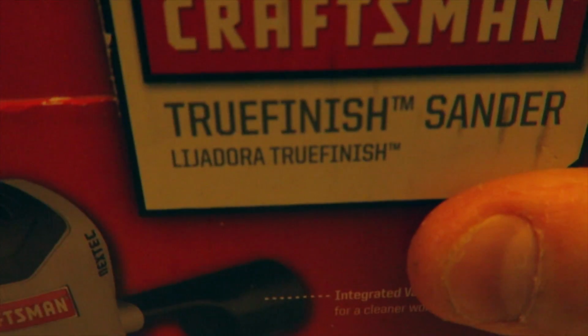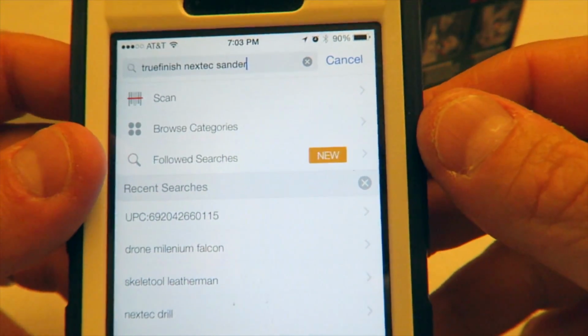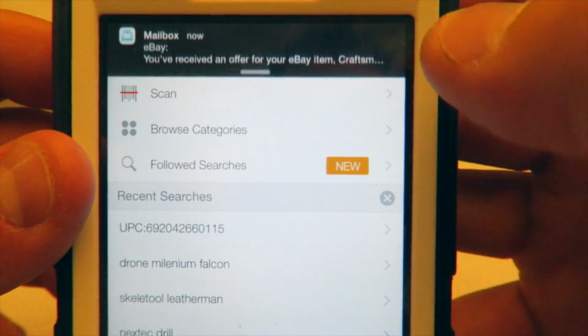So for me, it's value add. But I have a system, and I'll show you what that system looks like. So let's say you're at some place and you find something that seems interesting, like this sander. You pull up your eBay app and you search for True Finish Next Tech Scanner.